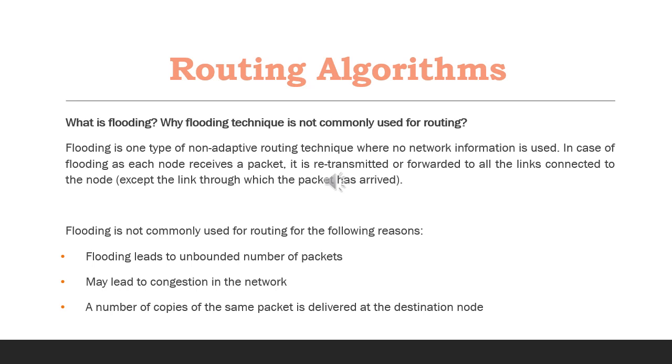Flooding is not commonly used for routing for the following reasons. Flooding leads to an unbounded number of packets, may lead to congestion in the network, and a number of copies of the same packet are delivered at the destination node.